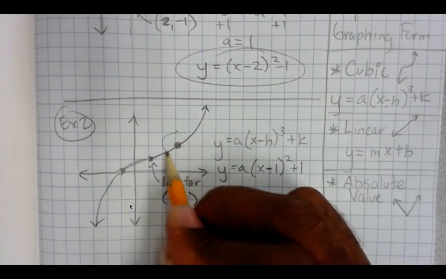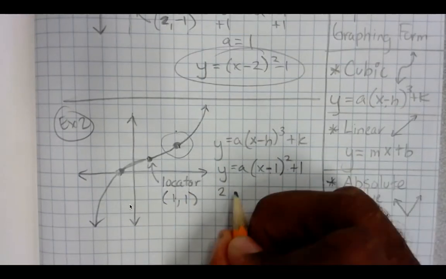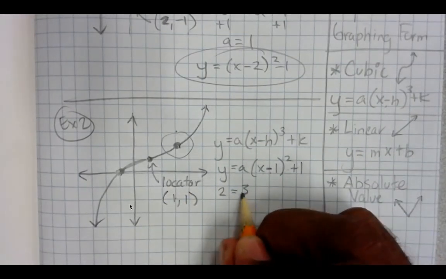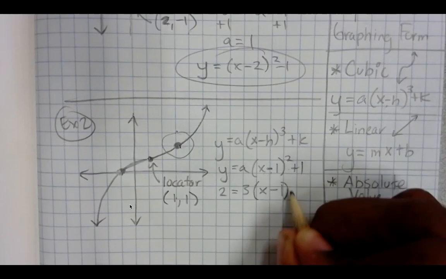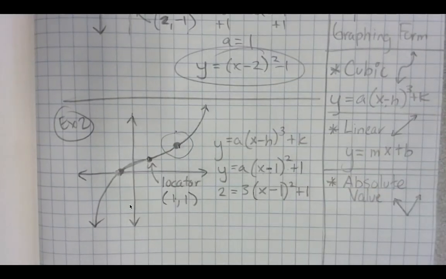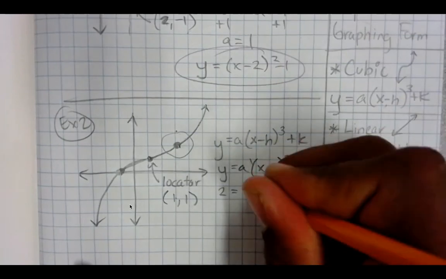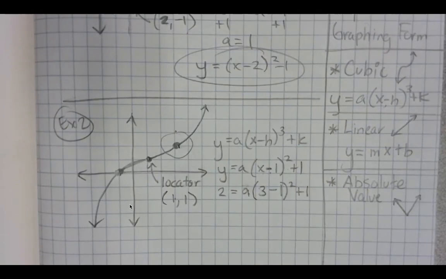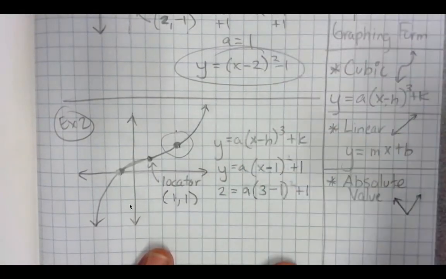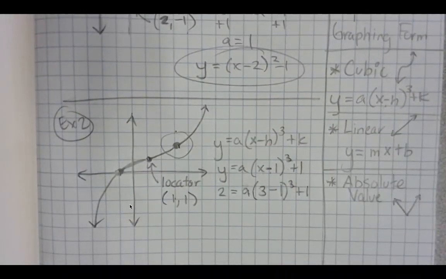So let's use this guy. This is 3, 2. So 2 goes here, 3 goes here. Now this looks a little different than the last one. Oh, I put that in the wrong place, didn't I? That's the A, 3 goes here. Oh, my fault. Cubed. Now I've got to solve for A.